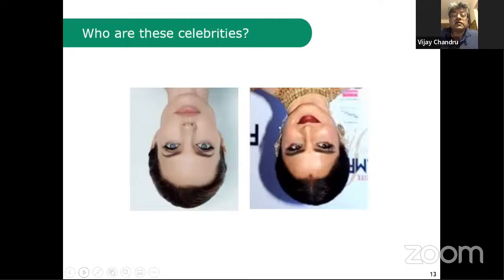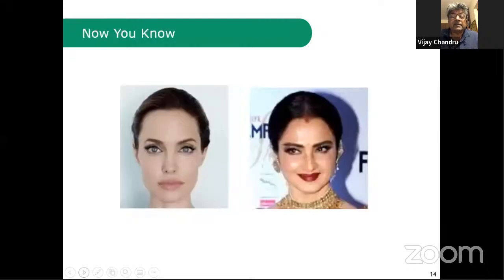Now, here are two faces, and these are celebrities. Can you recognize them? They're obviously upside down. Next slide. See, now they're very recognizable, right? Of course, if I was in a live audience, I would have asked you. But I guess most of you would have observed by now that that's Angelina Jolie on the left and the Bollywood actress Rekha on the right. So again, with facial recognition, sometimes orientation is a problem for human intelligence to recognize, but for a machine, it should be fairly straightforward.